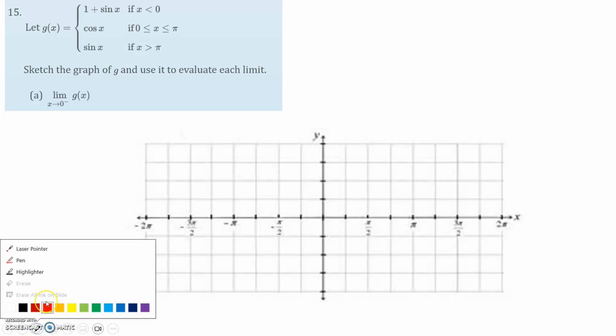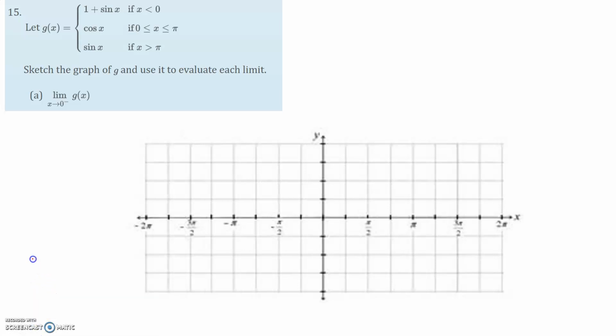All right, one of the questions I've been asked about a few different times is number 15 on homework 2.2. This question gives us our function g of x as a piecewise defined function. So the first part of the function is this 1 plus sine of x if x is less than 0.